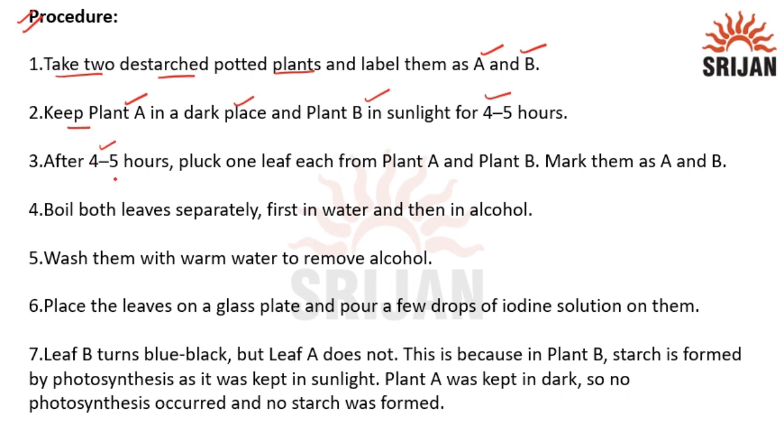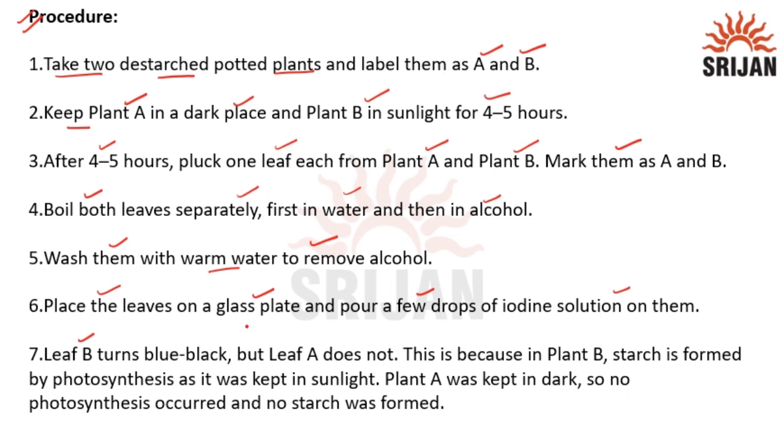After 4 to 5 hours, pluck one leaf from each plant, A and B, and mark them as A and B. Boil both leaves separately, first in water, then in alcohol. Wash them with warm water to remove alcohol. Place the leaves on a glass plate and pour a few drops of iodine solution on them.